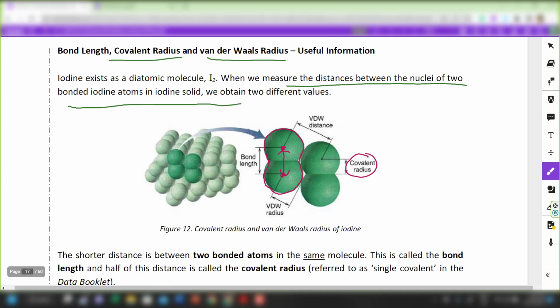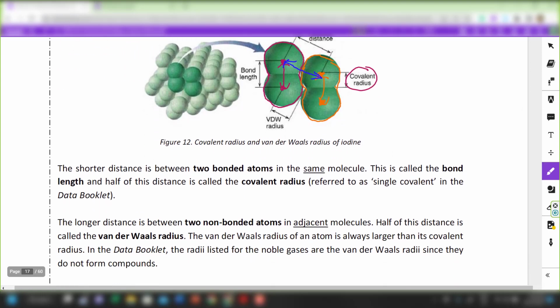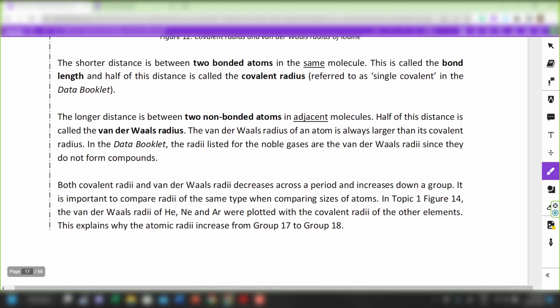Okay, and then the adjacent distance between two molecules. So these are two separate molecules. I'm just going to draw the other one in orange. So this is the other molecule that is adjacent to the first iodine. Then we know that this is the nucleus, and this is the nucleus. So this is also the bond length, and half of it is what we call the covalent radius. Then if we take the distance between the nuclei of these two molecules, this is what we call the van der Waals distance, and half of it is what we call the van der Waals radius. Yeah, so you might already recall this term being used in atomic structure.